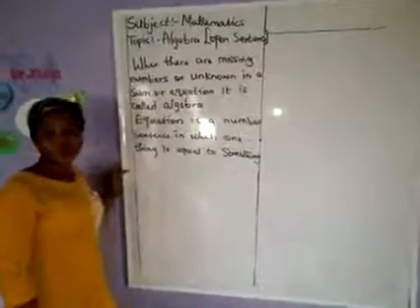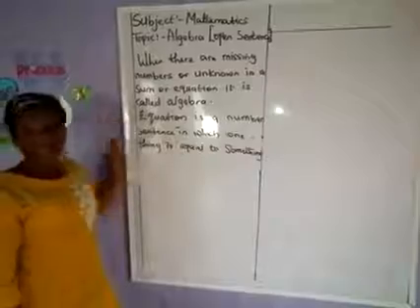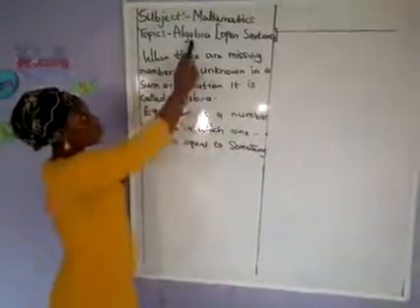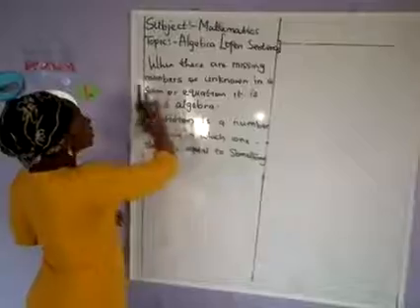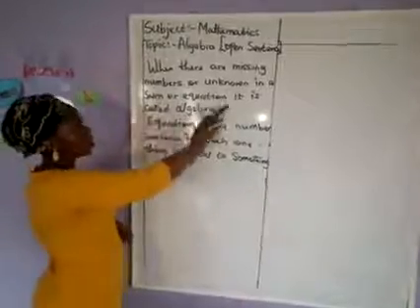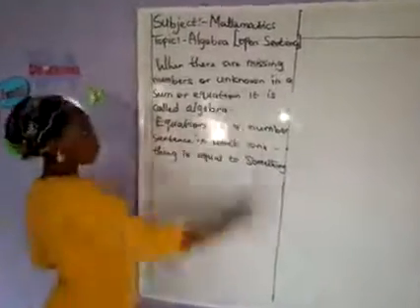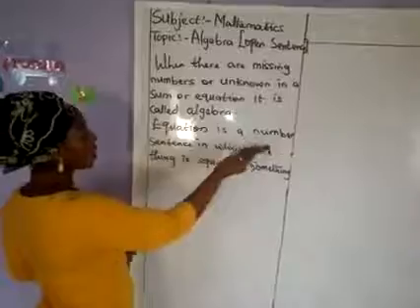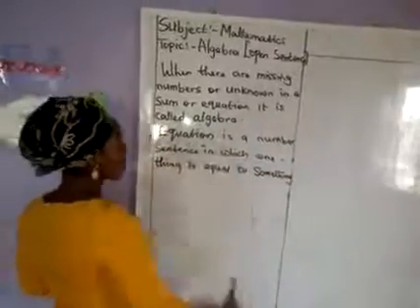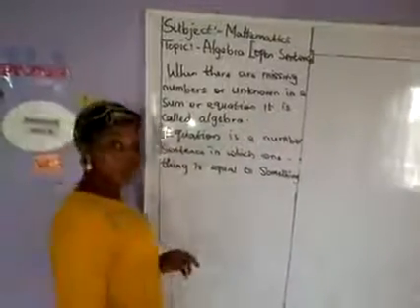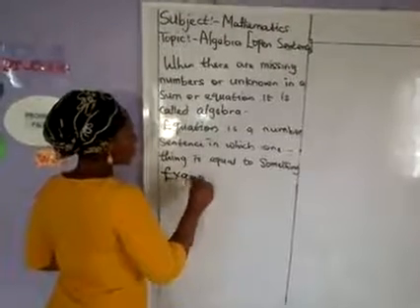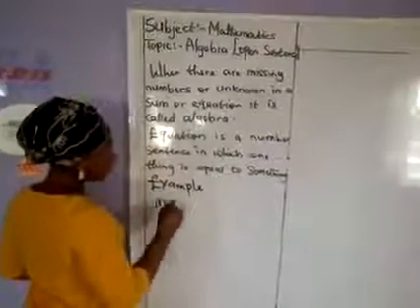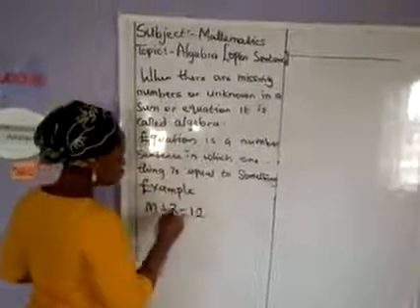I remain Tutor Lawal. I want to take you on mathematics, and the topic before us is algebra, open sentence. When there are missing numbers or unknown in a sum or equation, it is called algebra. What is an equation? An equation is a number sentence in which one thing is equal to something. For instance, let's say we are given m plus 3 equals 12.